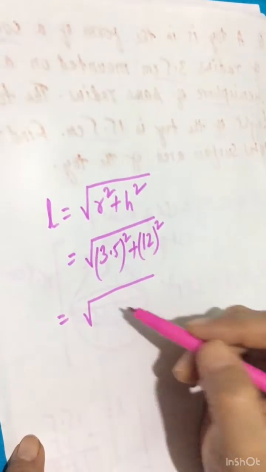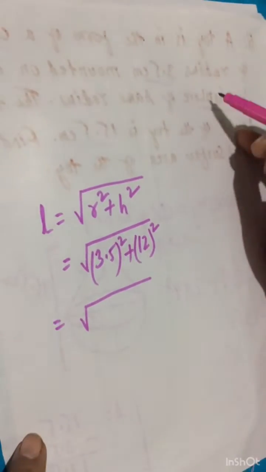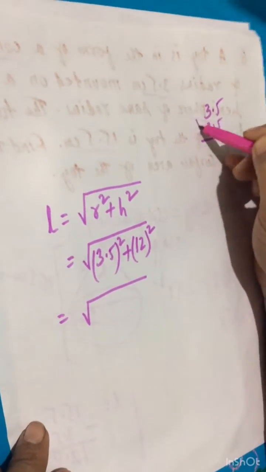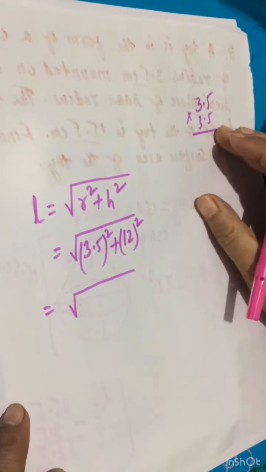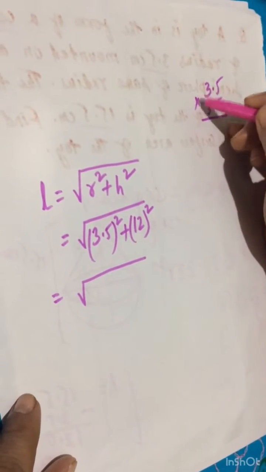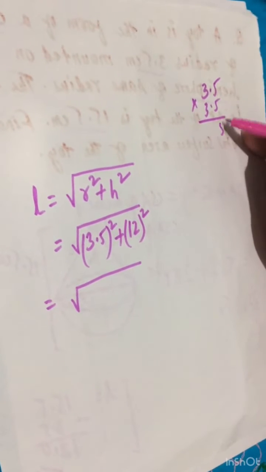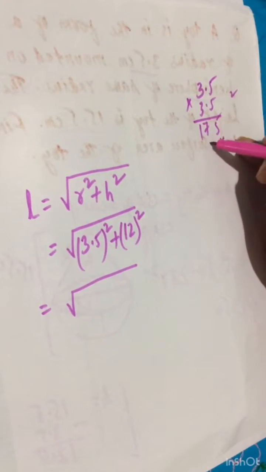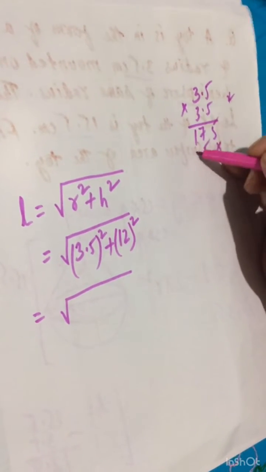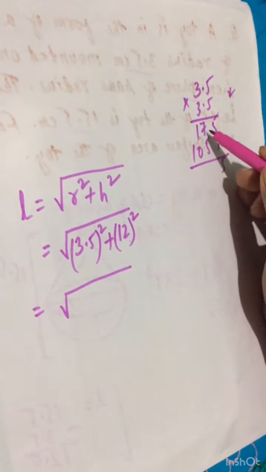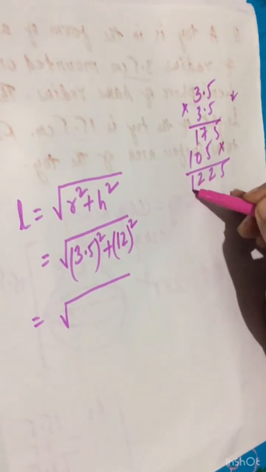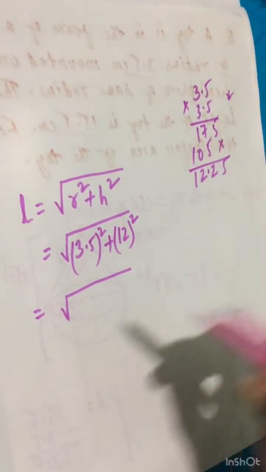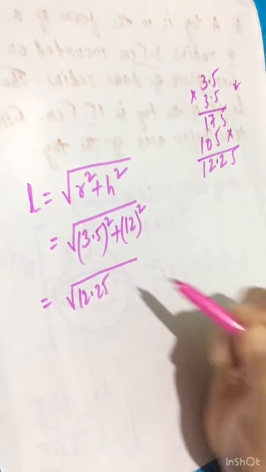3.5 into 3.5. If you don't remember the square, then you have to check this way: multiply 3.5 into 3.5. Let me show this also for some of the students who find it difficult to multiply. 5 5s are 25, 2 in hand. 5 3s are 15, 17. 3 5s are 15, 1 in hand. 3 3s are 9, 10. So I am getting 12.25, with the decimal after 2 digits.